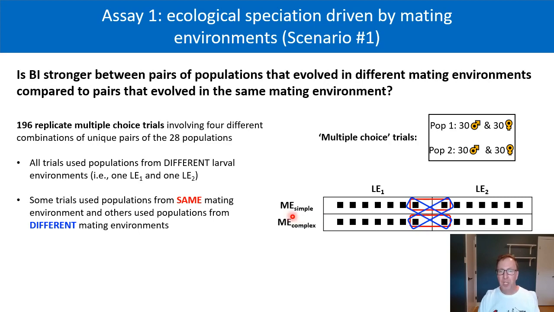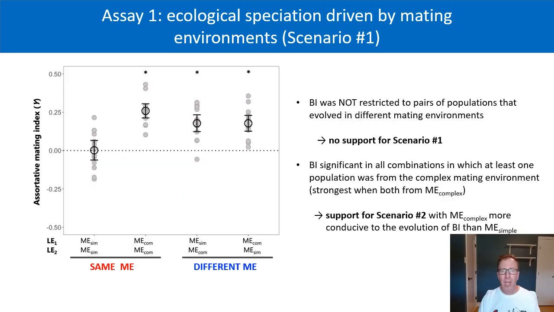So if adaptation to the two different mating environments was driving the evolution of behavioral isolation, then we should see it in these blue comparisons, but not in these red ones. Now, results were not consistent with that first scenario, that is, mating environments directly driving the evolution of behavioral isolation, because the strongest behavioral isolation we saw was actually between pairs of populations both from the complex mating environment. So here we have an index of assortative mating where 0 is random mating and positive values indicate positive assortative mating, that is behavioral isolation.